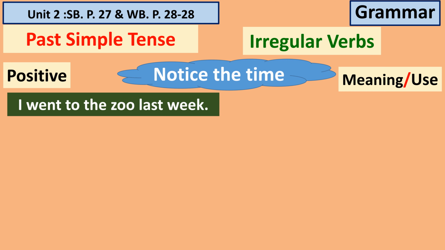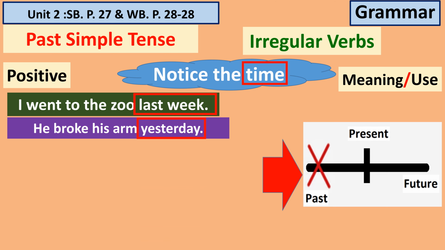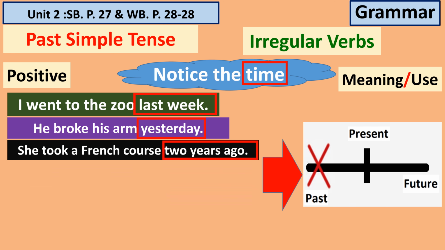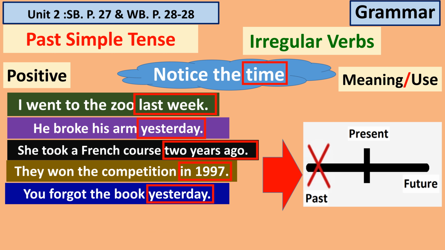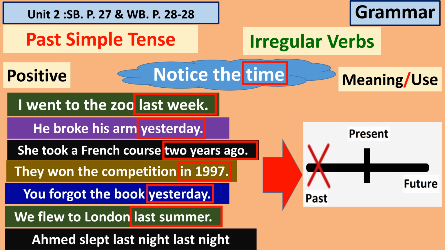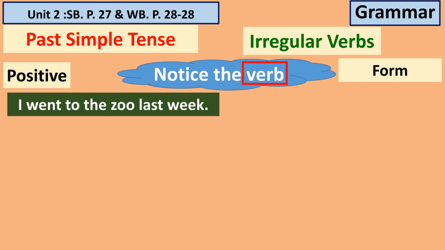Have a look at this one. I went to the zoo last week. Notice the keywords here, last week, that indicate past simple tense. That's right. He broke his arm yesterday. Notice the time, yesterday. And the time 2 years ago here. And when I mentioned 1997, that indicates past. And again, yesterday, last summer, and last night. All of these examples indicate that the action happened and finished in the past. Okay, now we are going to notice the verb.